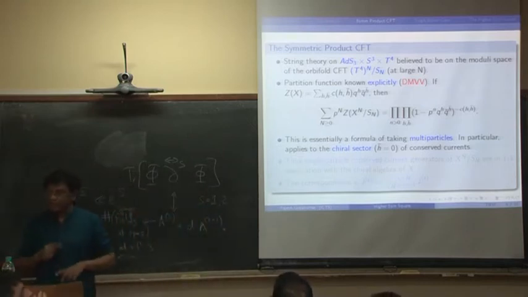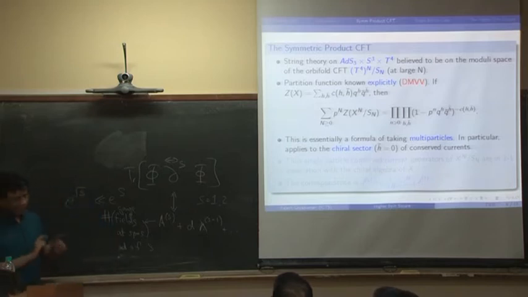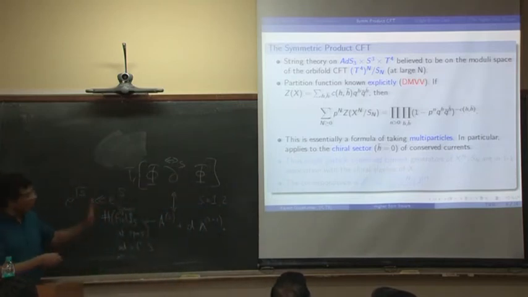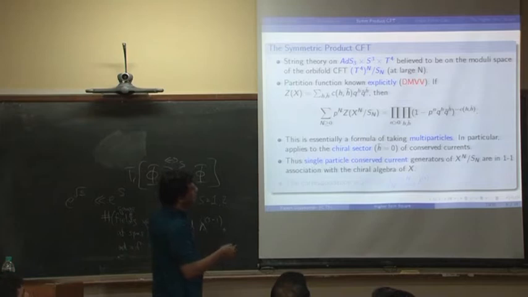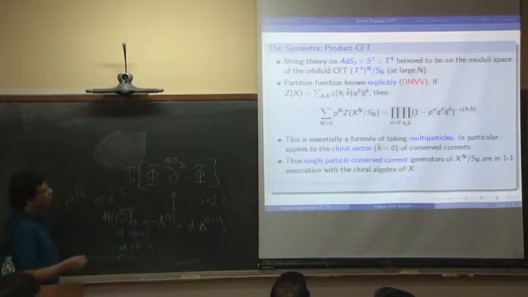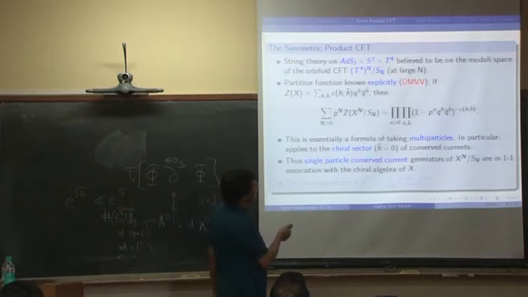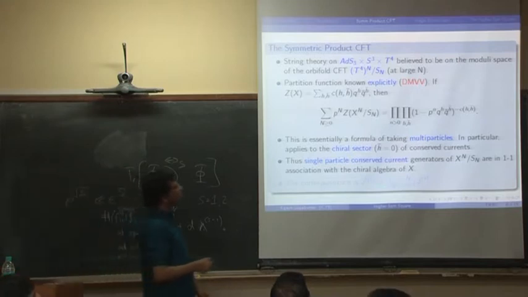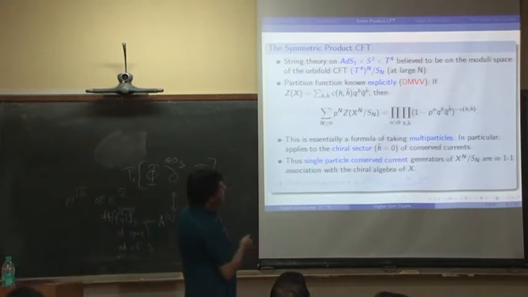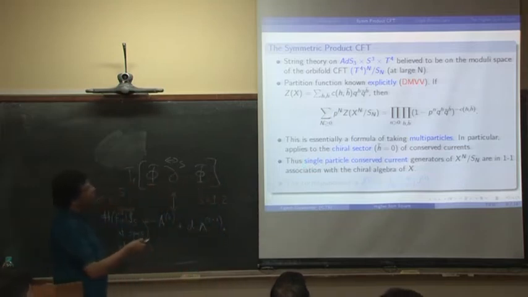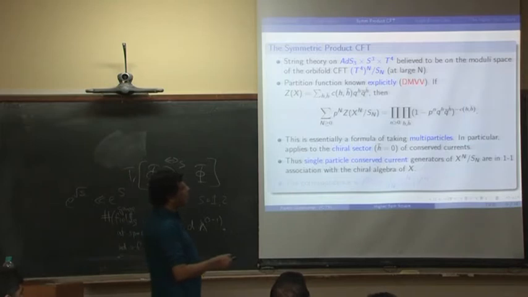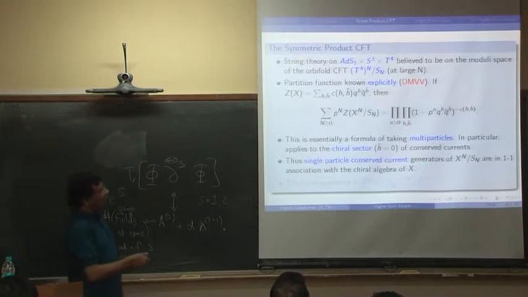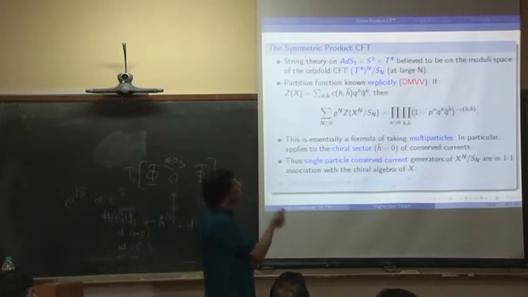So you can take things which are in the CFT twisted sector, which we will not immediately consider. But in particular, if you want to read off the chiral sector, the conserved currents, those are all in the untwisted sector. You can read off the conserved currents from this partition function. At large n, they are in one-to-one association with the chiral algebra of X itself.